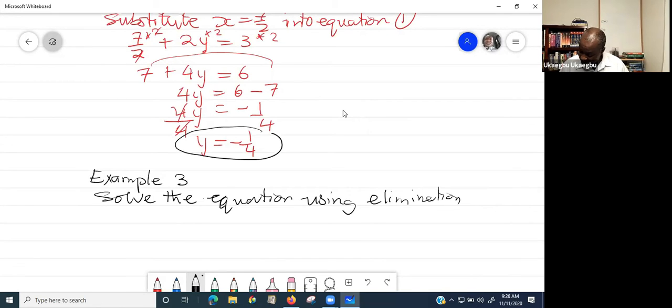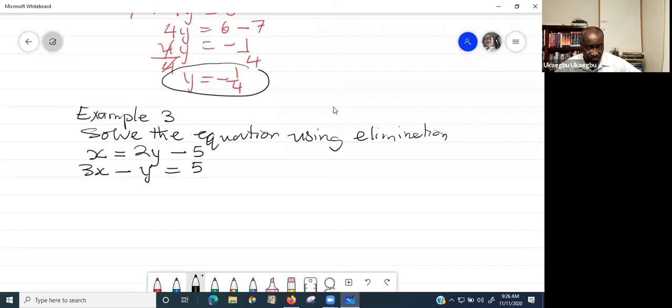Okay, so what's the equation? The equation is x equal to 2y minus 5, and then 3x minus y equal to 5. Okay, so that's the equation. Now, you can see that the first one, let me put an asterisk on it, is not arranged like the second one. So all you need to do is make an adjustment by moving the 2y to the left side. If you move 2y to the left side, you get x minus 2y equal to negative 5.